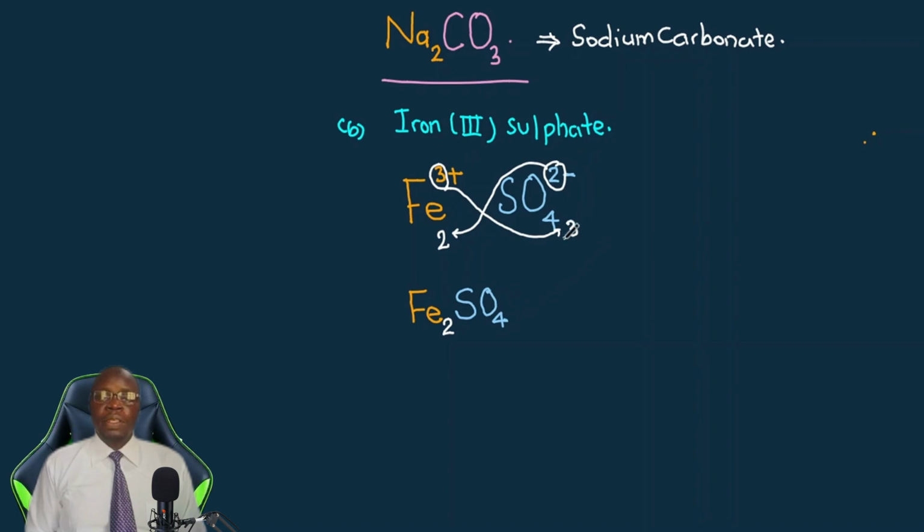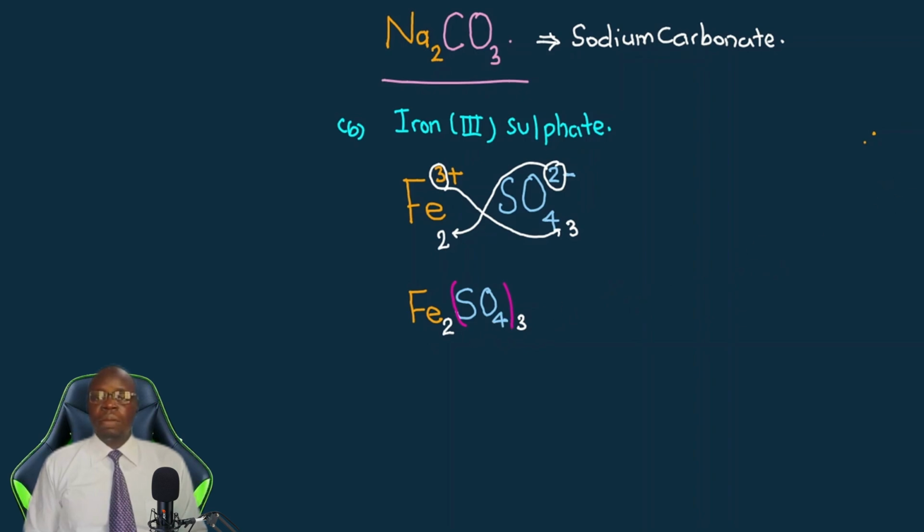But now, since 3 is more than 1, if it multiplies the number of atoms of each of these elements, sulfur and oxygen, it will increase them. For that case, we need to create a bracket here. We also have this bracket closed, and we place our 3 here. So that becomes our formula.